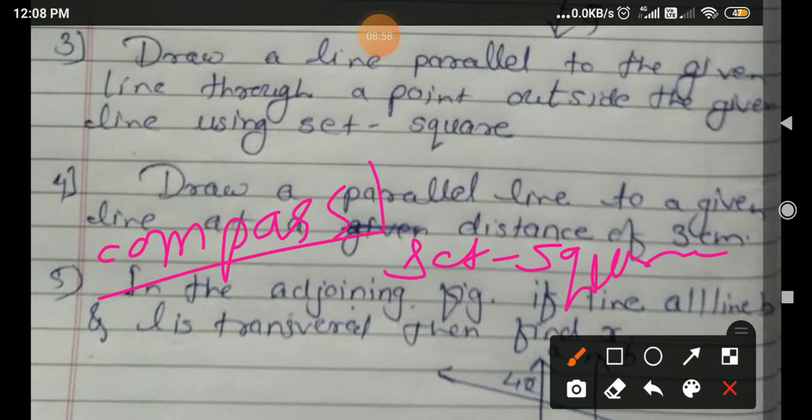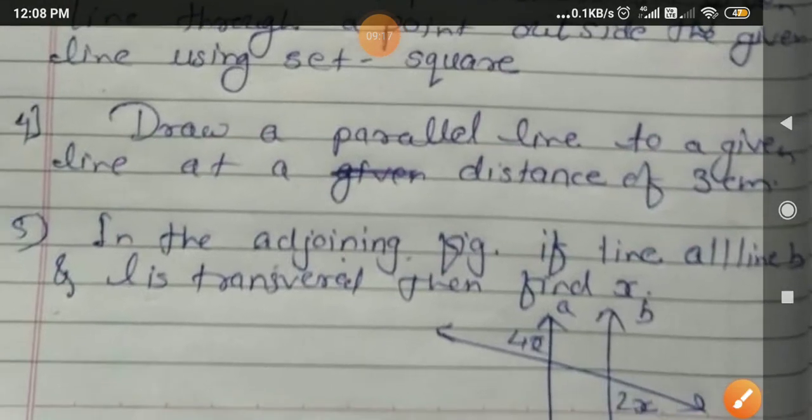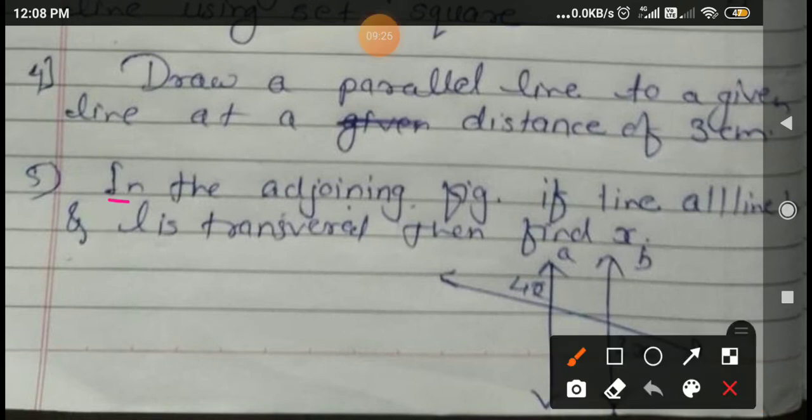If they told you to solve this example by compass, and you use a set square, then your answer is wrong. Why? Because there we want the construction marks. Only if those marks are there do we have the right to give you the correct answer. That is the important thing I wanted to tell you, which is why I gave this question in this test. After this, let us move towards the last question. In the adjoining figure, here it is the adjoining figure.